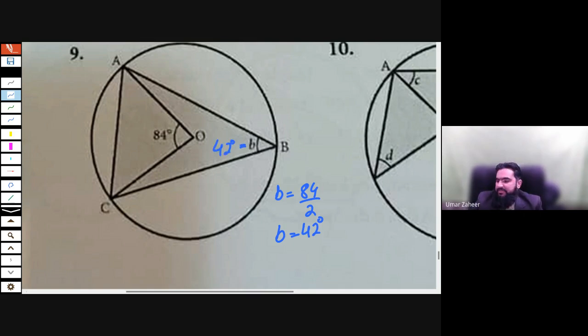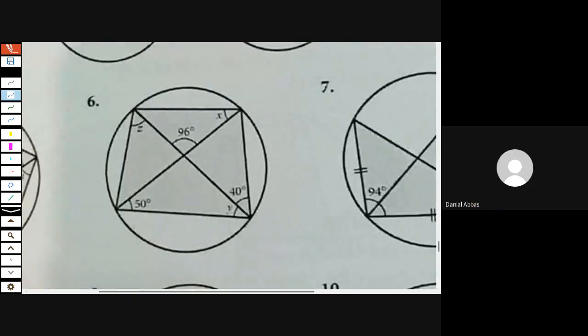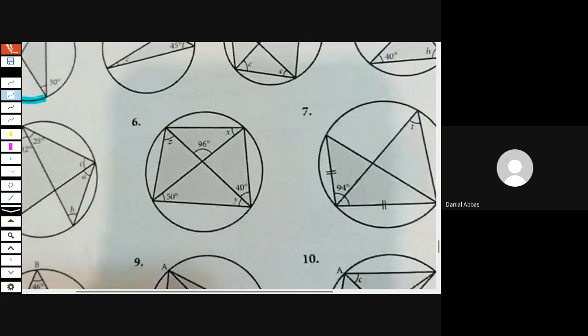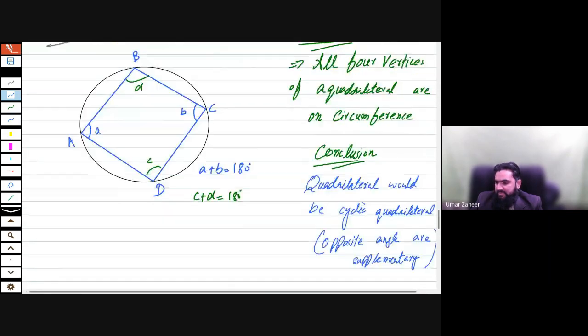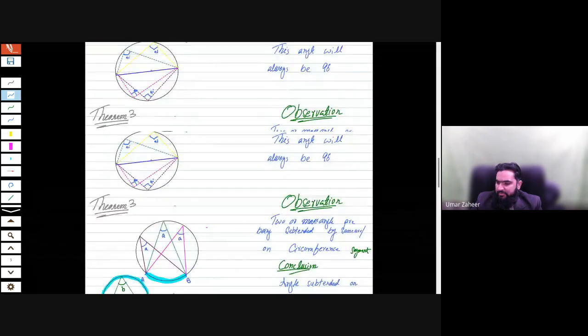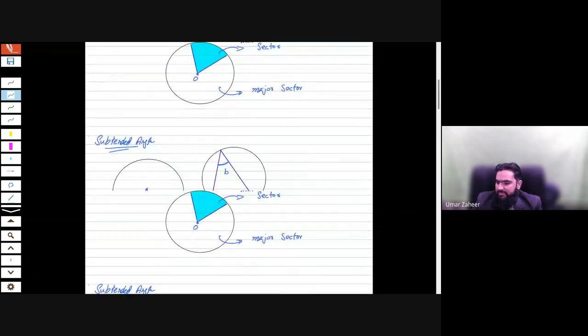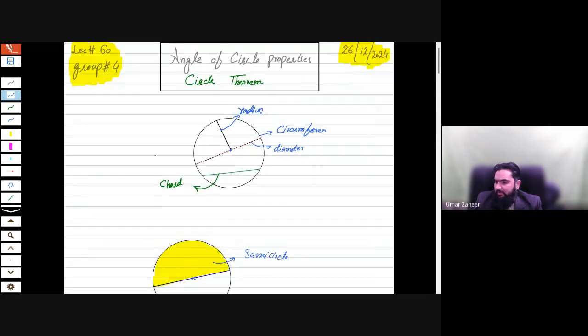Yes, everyone, any question up to here? No, sir. Before the next class, you must revise the properties. And inshallah, we are going to do the remaining theorems. And we are going to start the topical questions.